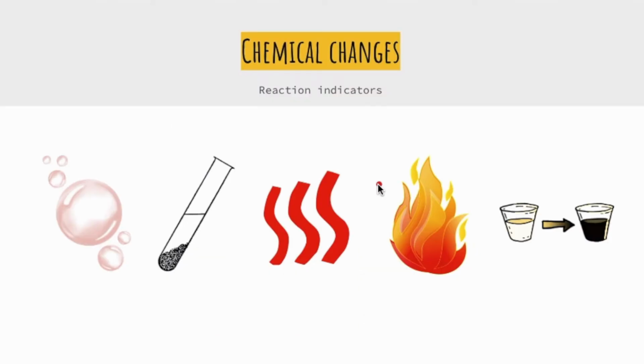Here are some indicators we can look for to see if a chemical change has taken place. So you could look for the production of a gas in the form of bubbles, the production of a solid, this is also known as precipitation, the production of heat, the production of light, or a color change. Any of these things will tell us that a chemical change has occurred.